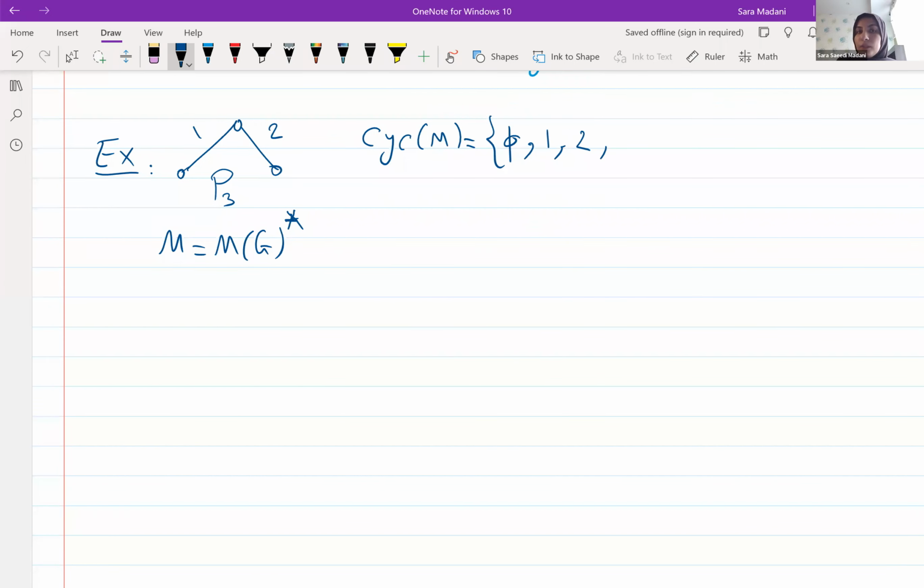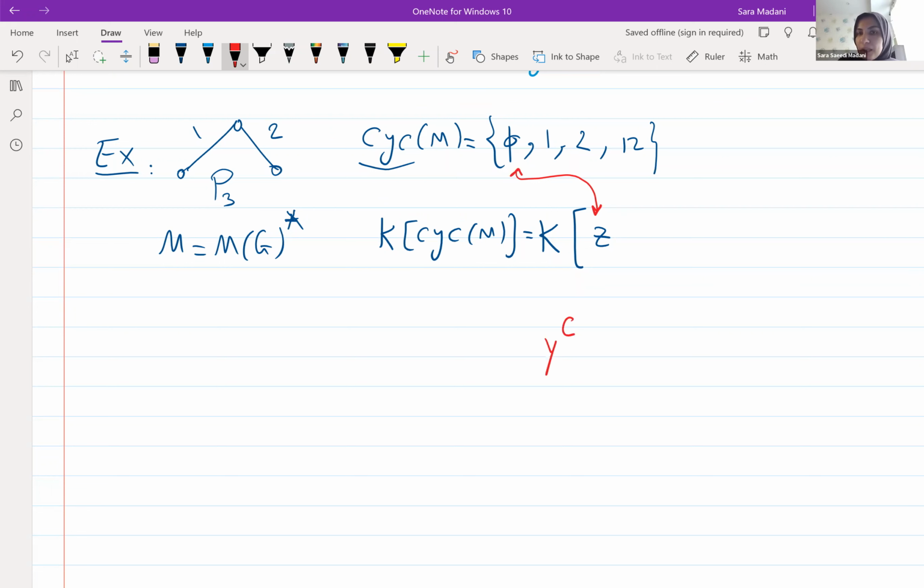And since I'm talking about cycles, I can take this joint union. So we had also 1, 2. We saw this example precisely yesterday. So this is the set of cycles. And now I want to associate my algebra, K[P_M], over K generated by these monomials. So I put Z here because I'm associating to this empty set, because I should put Y to the power C, the cycle. And since the characteristic vector of the empty set is just 0, 0, 0, I do not put Y.